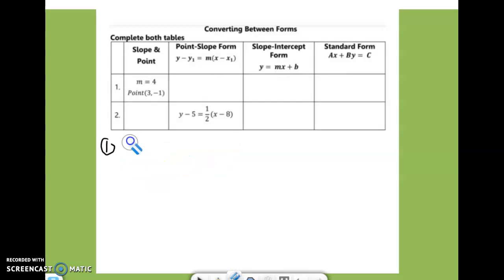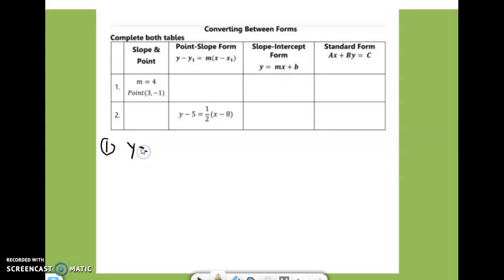All right, so let's start here. We have number one. I've given you some information, and we're going to fill out the rest of the boxes here. So if you look at number one, we already have the slope, which is 4.